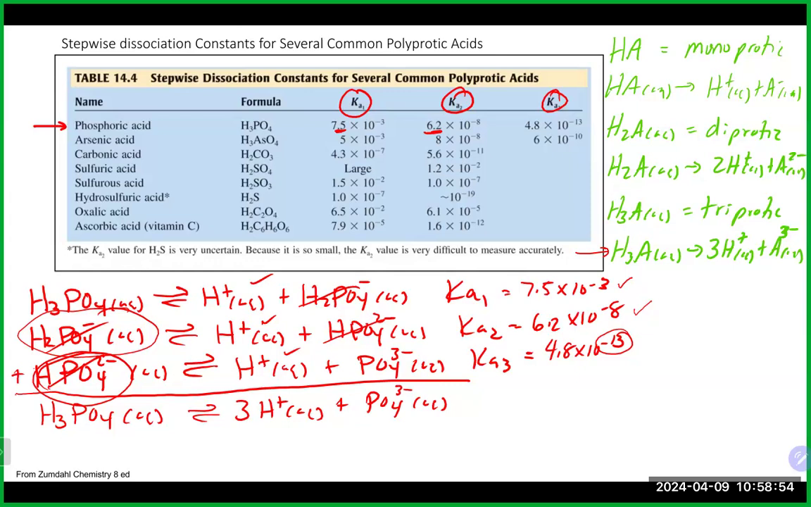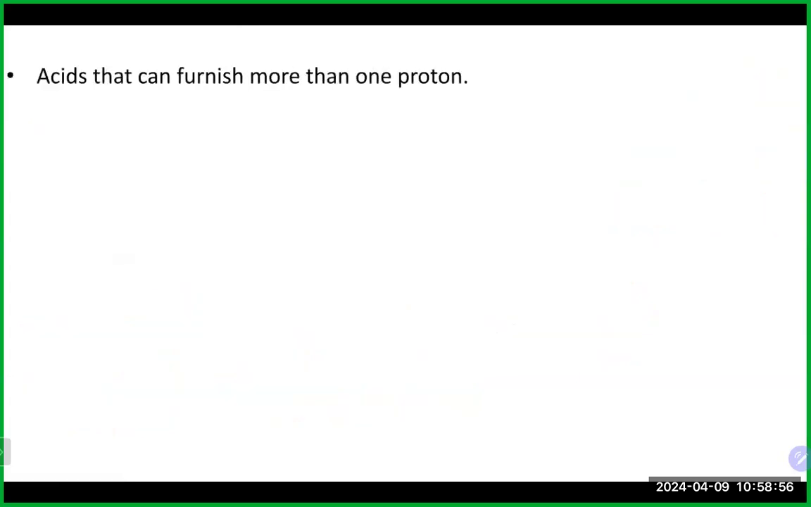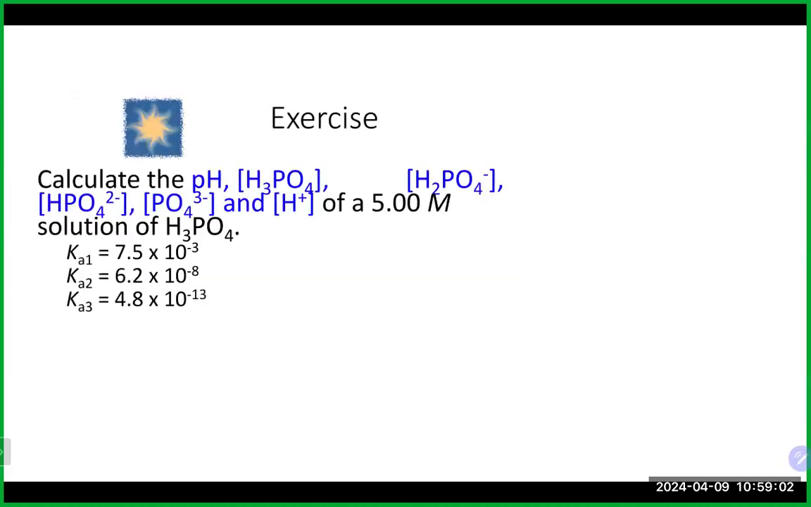So, yeah, we'll go for it. Why not? Let's take a look at a calculation here, and we'll come back to this. Let's say we wanted to figure out the pH and the concentration of everybody going on here, if we started with a 5 molar solution of phosphoric acid. Here are our 3 K values. This is for our first hydrogen that comes off, this is our second hydrogen, and that's our third hydrogen.